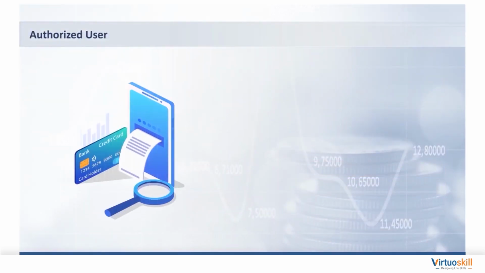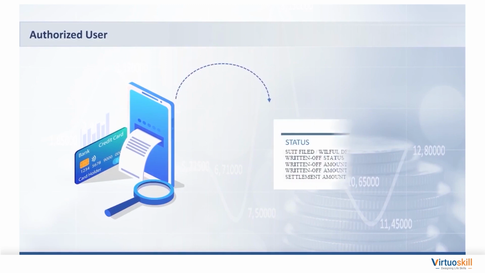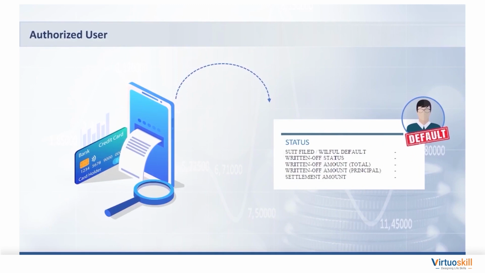Authorized user. This status is reported in the credit score for add-on credit card holder. It shows that you are using a credit card but are not responsible for its payment.